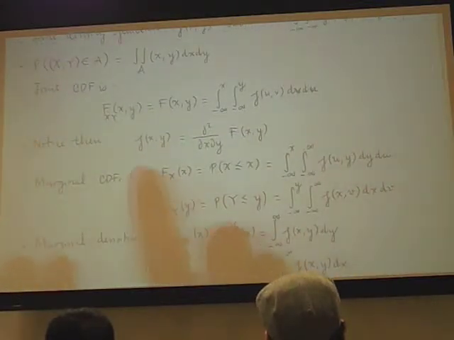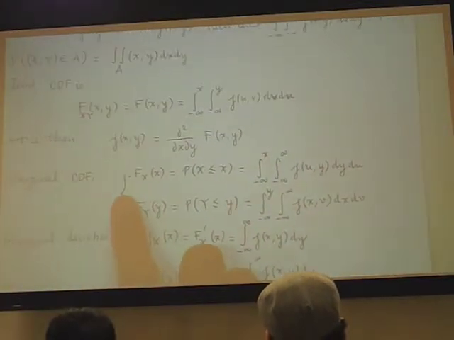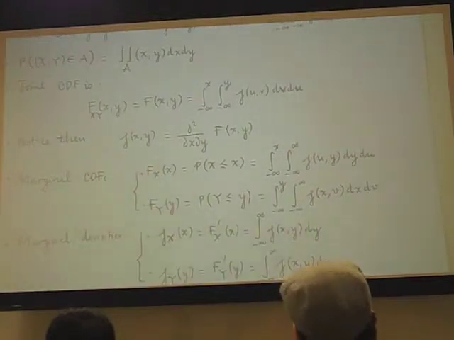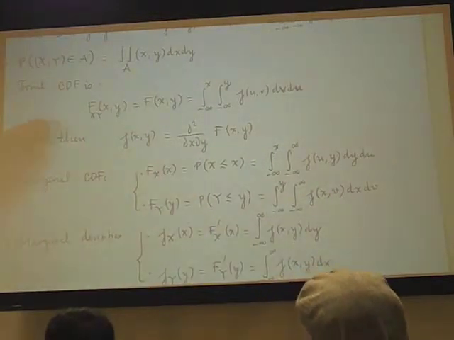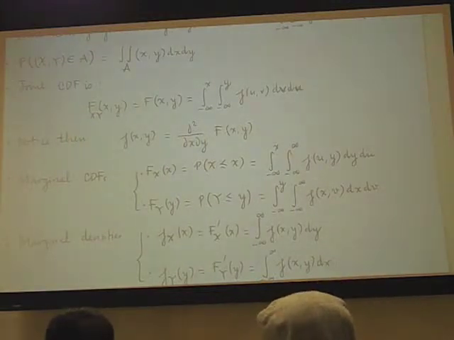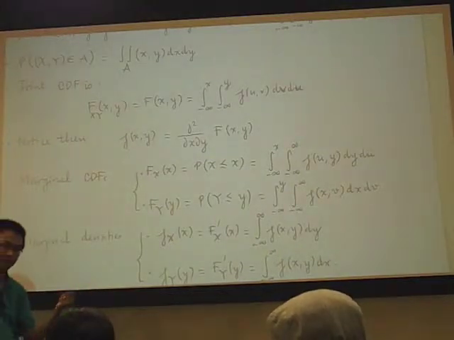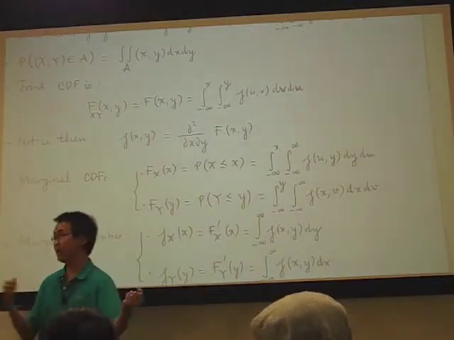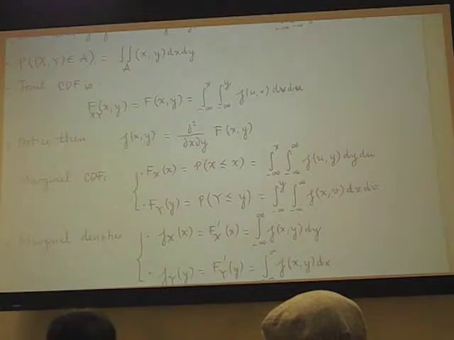And then notice that if you take the second derivative of the capital F right there with respect to x first and then y later, you get back exactly the density function, as it should be, right? So therefore, in a way, if you know one, you know the other. That's why for me, I don't really care. Give me one, I know the other. Okay?